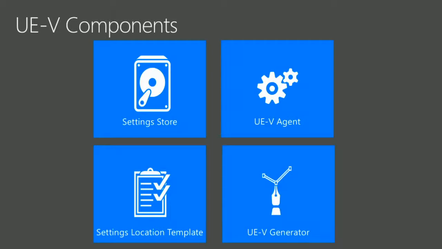And the last one is the UEV generator. The UEV generator is a small component that allows you to generate your own templates where you can configure settings. We're talking about Office, for example. That's one of the examples we're going to talk about. The default Windows applications like Notepad, Calculator, that's all pretty easy. But you can create your own custom templates for your custom applications.